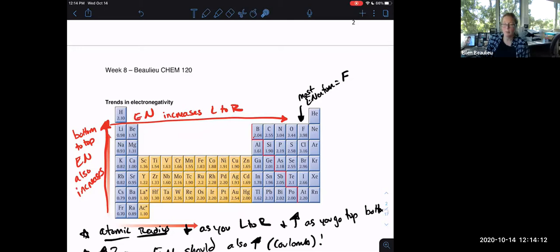Now, in your molecular geometry lab, you did have a couple of compounds that had xenon as the central atom. Those are known, but they are not common. So the reason that there are no electronegativity values for these elements is that they don't form compounds for the most part. The most electronegative element is fluorine. So electronegativity increases as we go across the periodic table. It also increases as we go bottom to top.